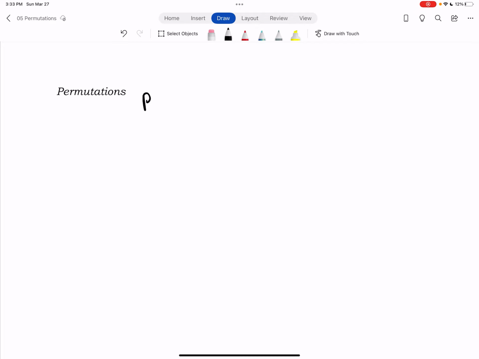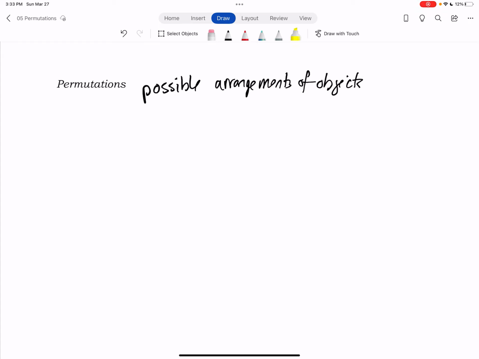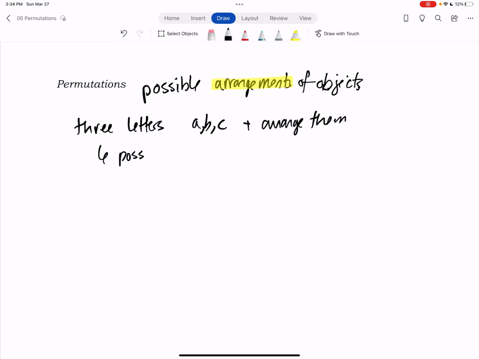So permutations are possible arrangements of objects. And I want you to keep this word arrangements in mind because this is what helps us distinguish a permutation from a combination, which we're going to talk about next. And so if you think about it, you have 3 letters, A, B, and C, and you want to arrange them, then there are 6 possible arrangements.